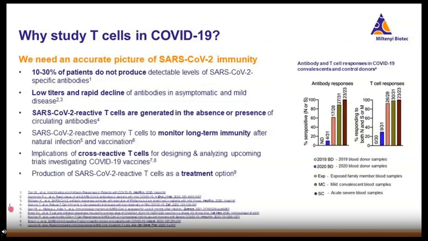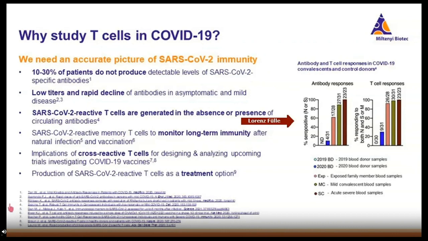decline. In contrast, it has been shown that SARS-CoV-2 reactive T cells are generated even in the absence of virus-specific antibodies. So, for example, in this figure from a study by Sekine et al. published in 2020, you can see that T-cell responses were detected more frequently compared to virus-specific antibodies, particularly in cases of mild infection, shown here in red and in this greenish.